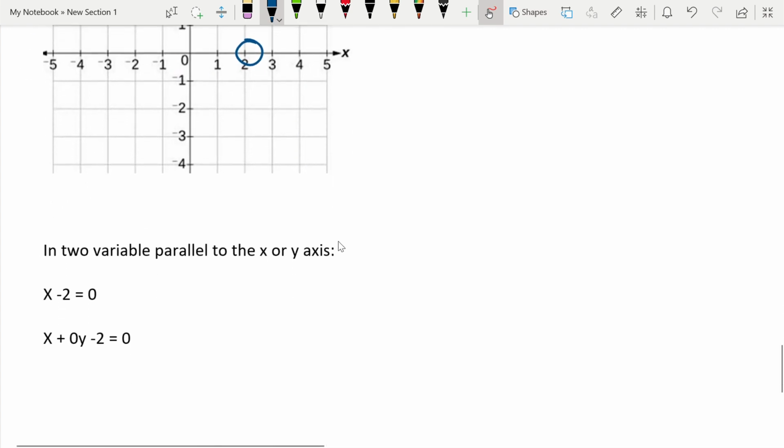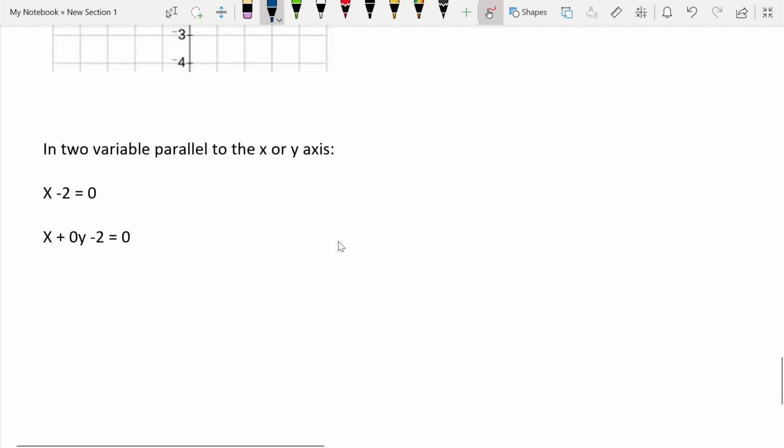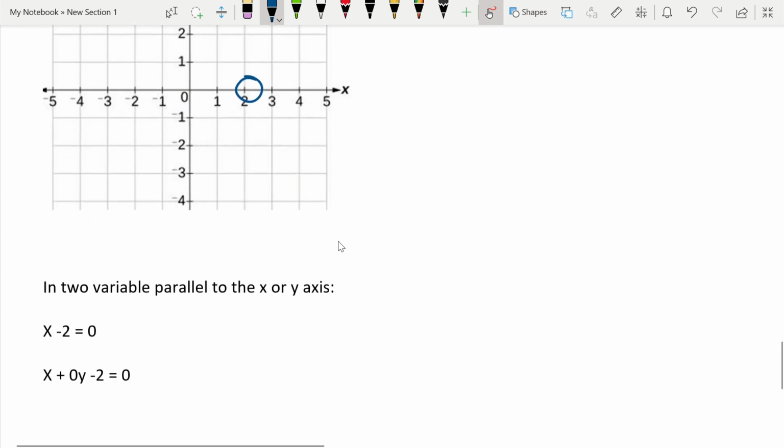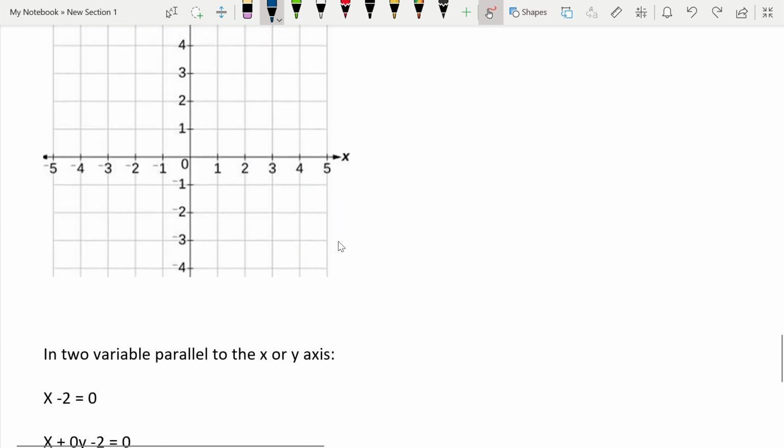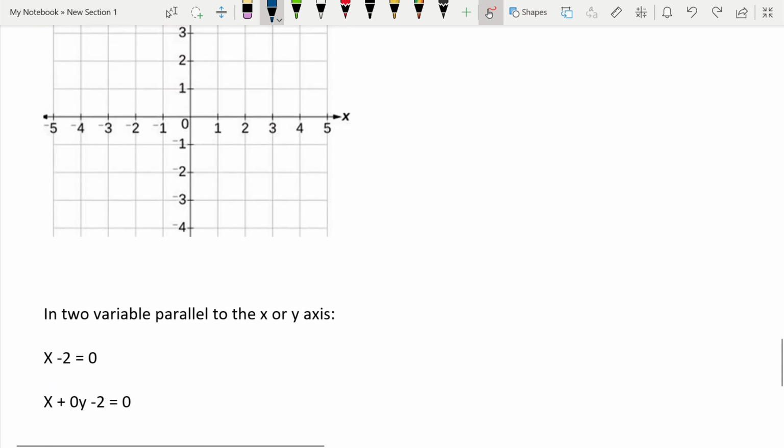But if you have two variables and you've got a line parallel to the x or y axis. If you only have one variable like x minus 2 is equal to 0, then how can you make it a two variable equation? Well, you can write x plus 0y minus 2 is equal to 0. Whatever you do, 0y is equal to 0. You can't disagree with that. So you have done nothing to the equation. You have just made it into a linear equation in two variables.